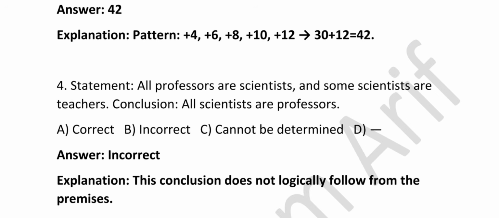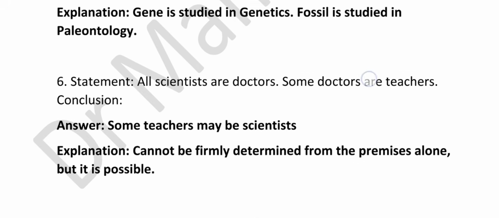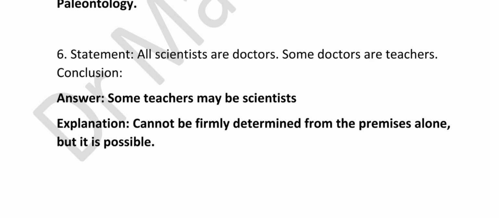All professors are scientists and some scientists are teachers. So all the professors are scientists. Is the statement, the conclusion, correct or incorrect? Answer is incorrect. Gene is to genetics as fossil is to paleontology, because gene is studied in genetics and fossil is studied in paleontology. All scientists are doctors, some doctors are teachers. So answer is that some teachers may be scientists.